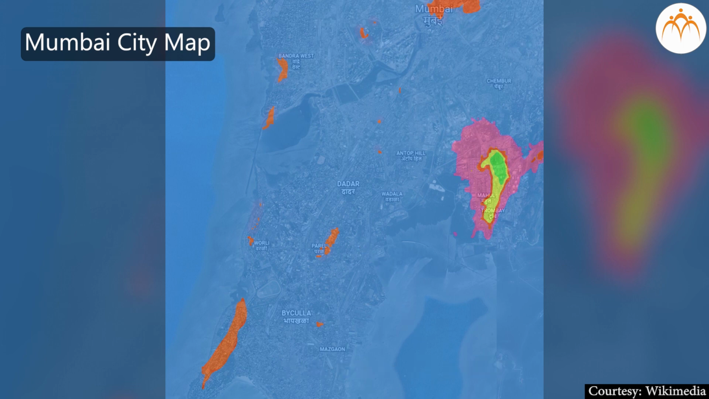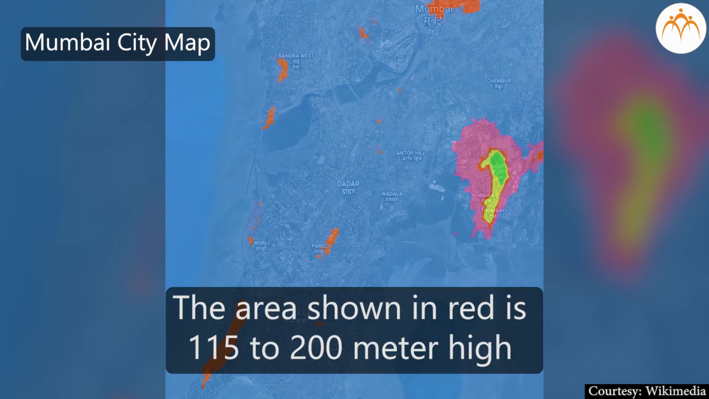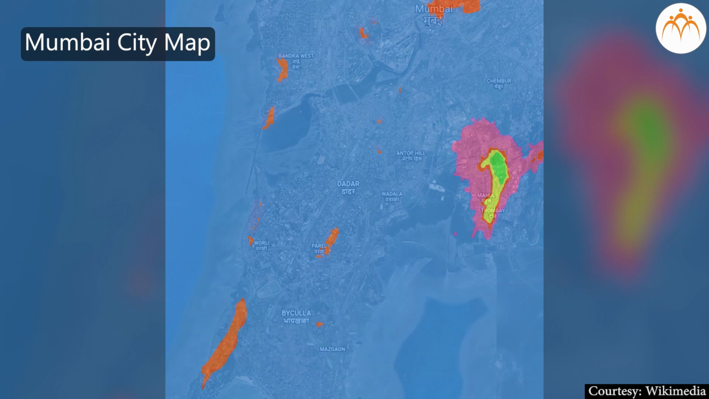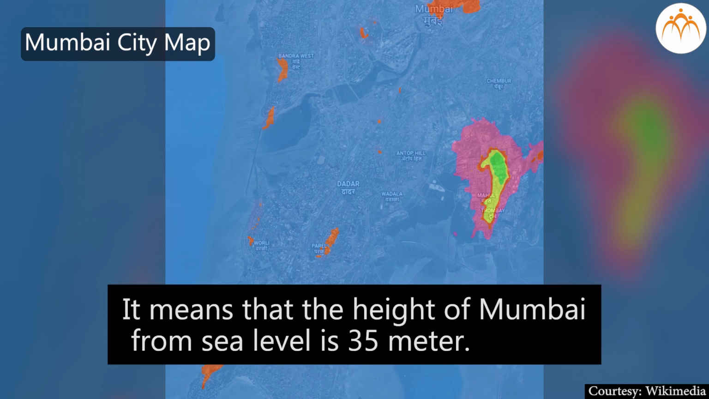In this map, blue color occupies the maximum space. This means the height of most of the area in Mumbai is 35 meters. The area shown in red is 115 to 200 meters high and the small area shown in green is 200 to 300 meters high. It means that the height of Mumbai from sea level is 35 meters.